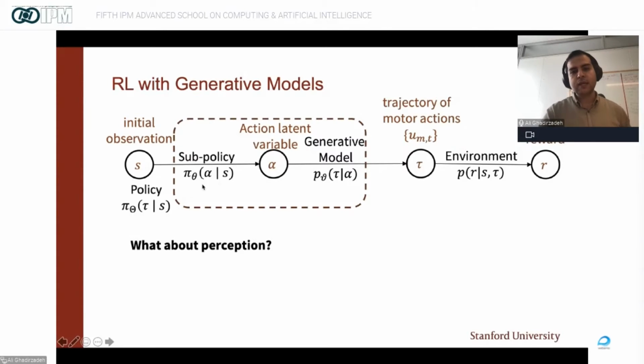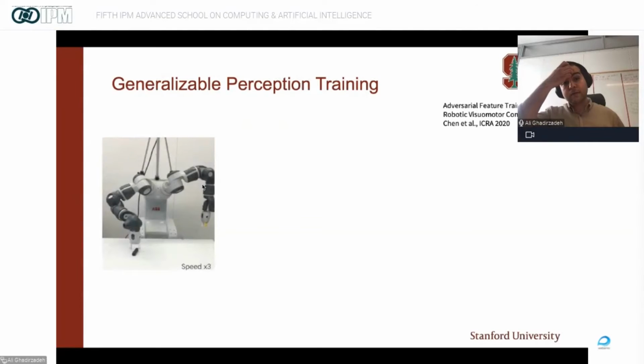But this is still not very data efficient, because it may not generalize well to unseen situations. In order to actually improve the generalization on the perception side, on the vision part, you have to train for a very long time with many diverse data, which is not a good idea using real robot data. So here I'm introducing one of our recent works, from ICRA 2020, on how to learn a generalizable perception module.